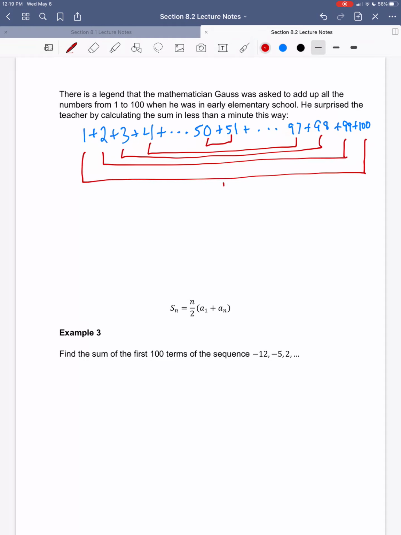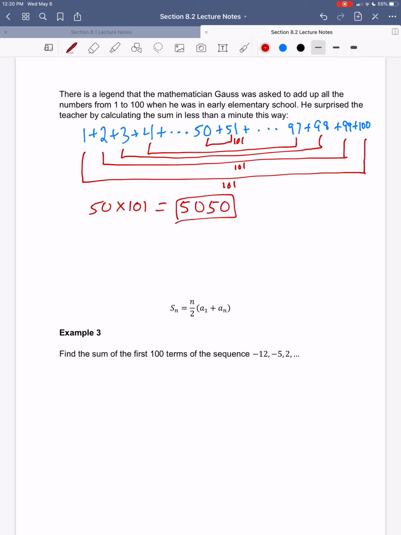And of course, every one of those pairs adds up to 101. And how many pairs are there? Well, each pair has a lower number and an upper number. How many lower numbers are there? Well, from 1 to 50. And then we have the upper numbers from 51 to 100. So there are 50 pairs that add up to 101. So 50 times 101, well, 50 times 100 is 5,000. 50 more would be 5,050.